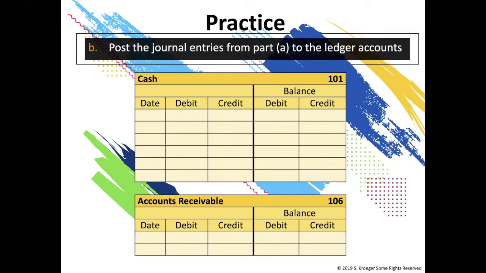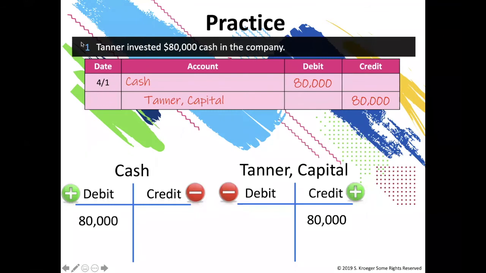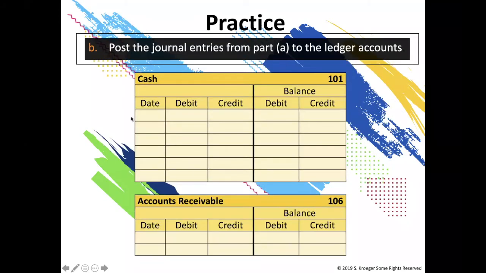Let's go back to the journal and look at all of the cash transactions that we did. As you can see, on April 1st, we used cash when the owner invested money into the company. We're going to take this cash entry, it was a debit of $80,000, and put this into the ledger. We will put in the date of 4/1, copy the journal transaction exactly as it was. It was a debit of $80,000.